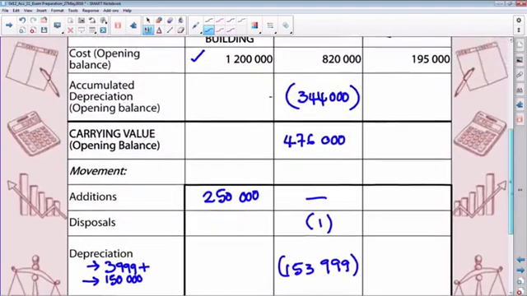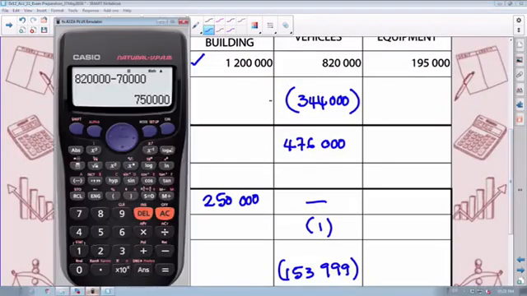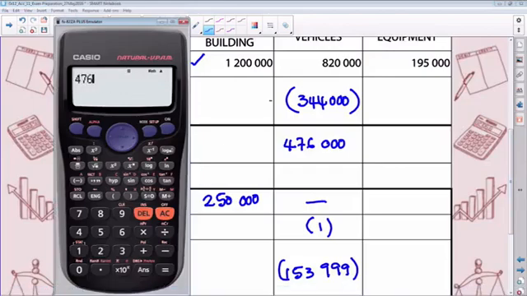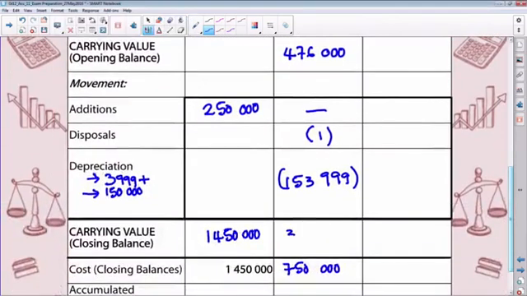Let's take the value here at the beginning of the year, we had a value of 476,000. So take your 476,000, subtract the 154,000. You see where's the 154 coming? 153,999 plus the 1,000 is 154,000, which will give you a value of 322,000. So that value is 322,000 Rand.